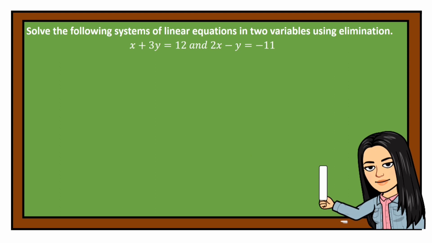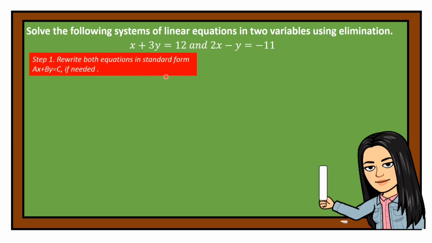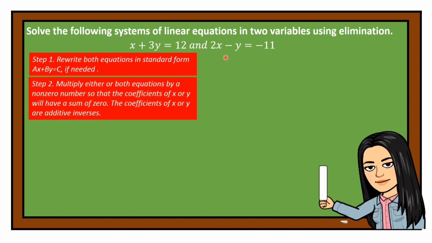Okay, so same example pa rin tayo, but this time, let us use elimination method. Okay, so these are the steps in elimination method. So para sa step 1, kailangan ang ating dalawang equations ay nasa standard form. So as you can see, nasa standard form na ang ating given. So step 2, kailangan daw natin mag-isip ng number na pwede nating i-multiply sa ating equation para magkaroon tayo ng additive inverses. So, i-copy natin ang ating dalawang equation.